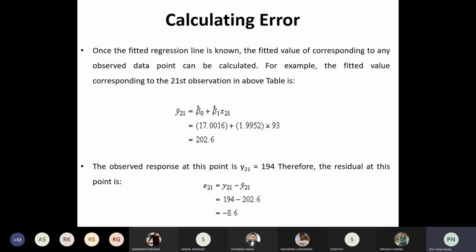Now the observed value, I mean the actual value for the corresponding point, because for each input you have some observed output and the estimated output that you have computed from fitting a line. Now the observed response at this point is 194. So therefore the residual, I mean the error, at this point is e21 equal to y21 minus this thing. So now 194 minus 202 means it is minus 8.6. So this is an error.